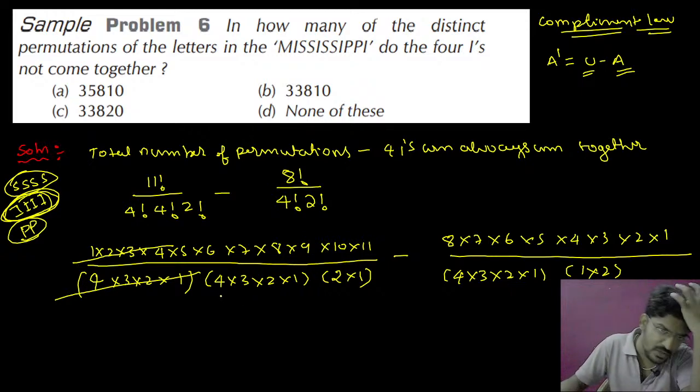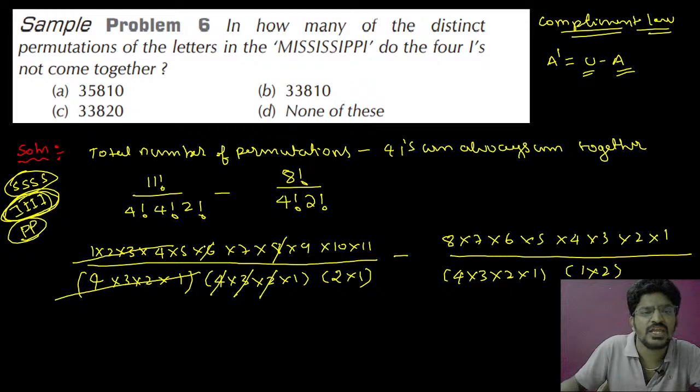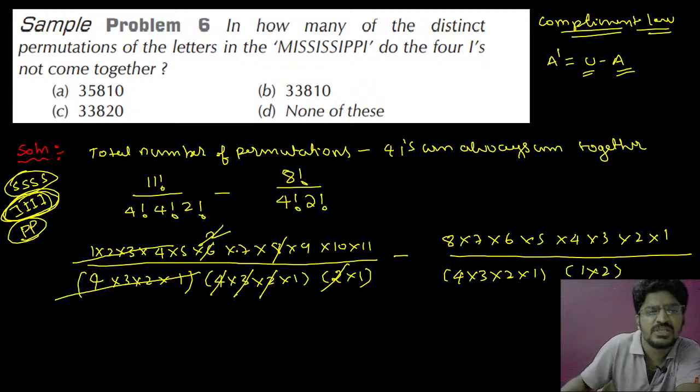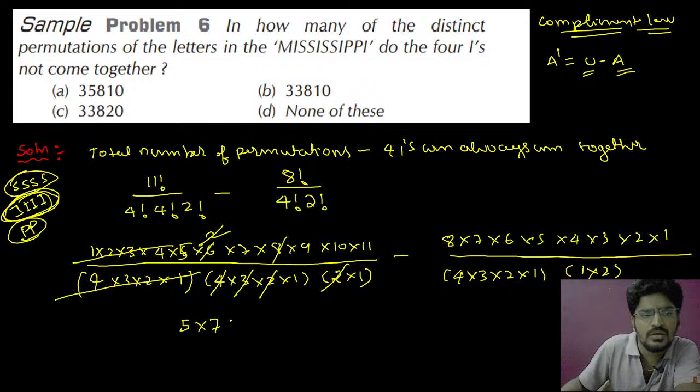So I will remain with 4 into 2, 8. So 4 into 2, 8, 8 I will cancel. 3 into 1, 3 into 2 I will cancel. Okay. So 2 into 1, 2 into 1 I will cancel. What is the remaining term? Here you just see 5 is remaining. 5 into 7, 5 into 7 multiplied with 9, multiplied with 10 and multiplied with 11.